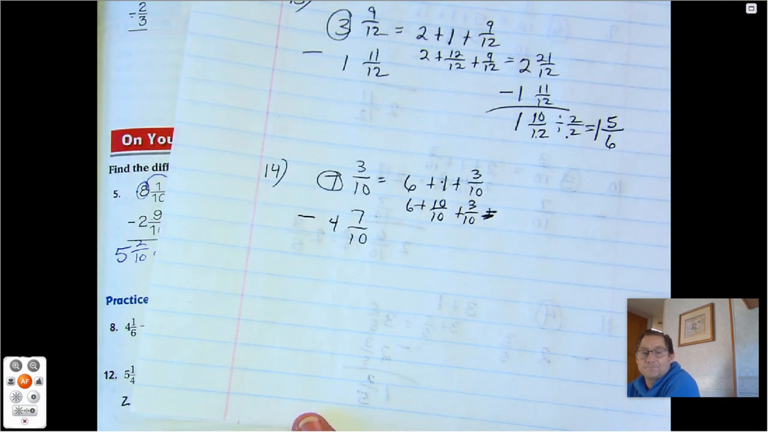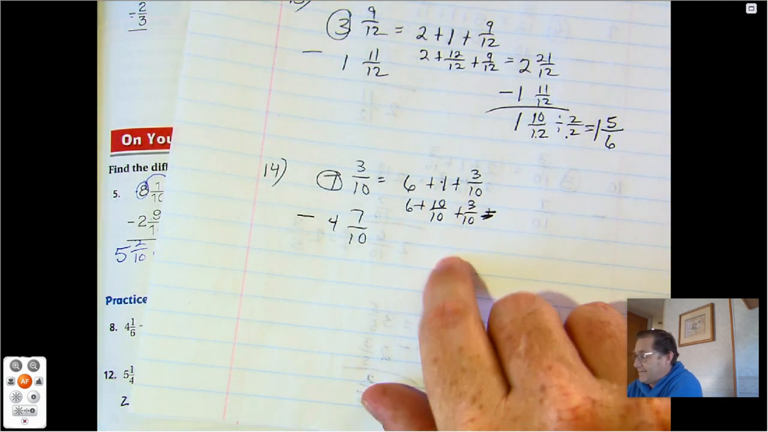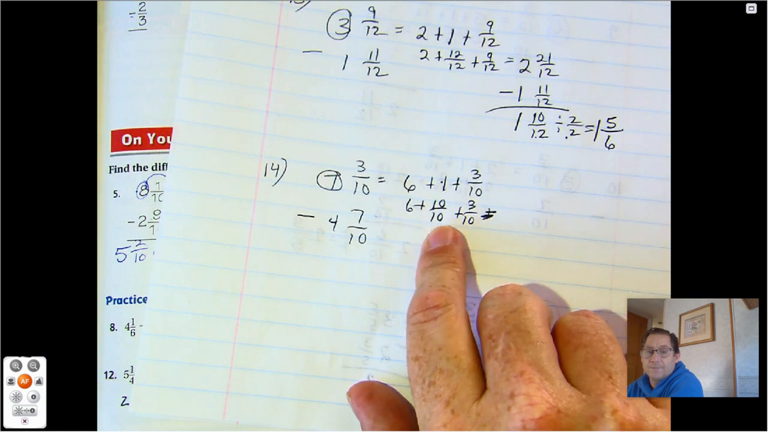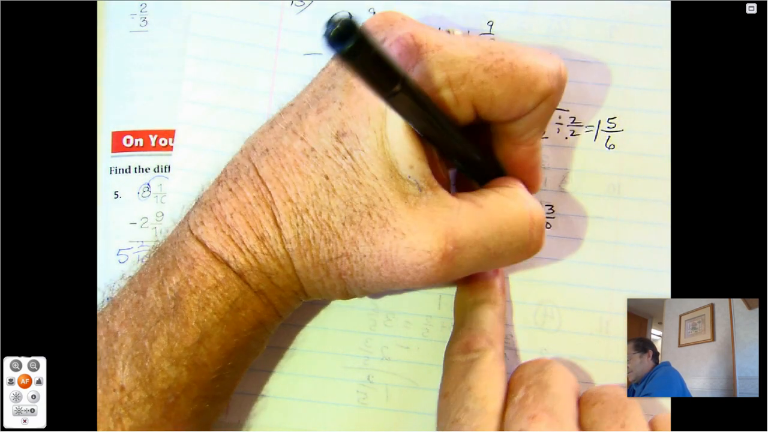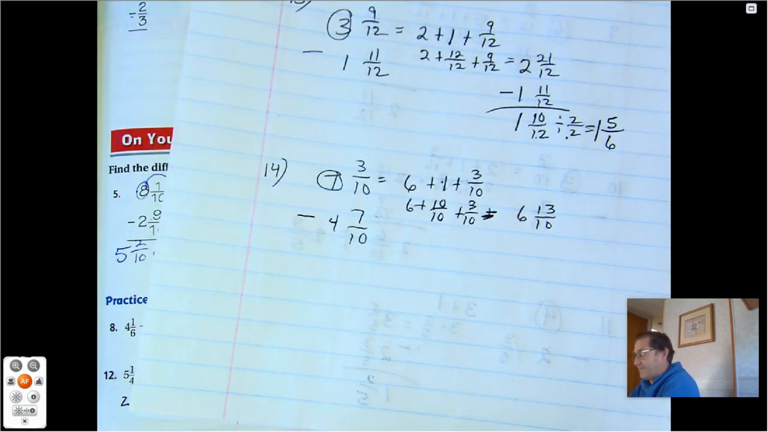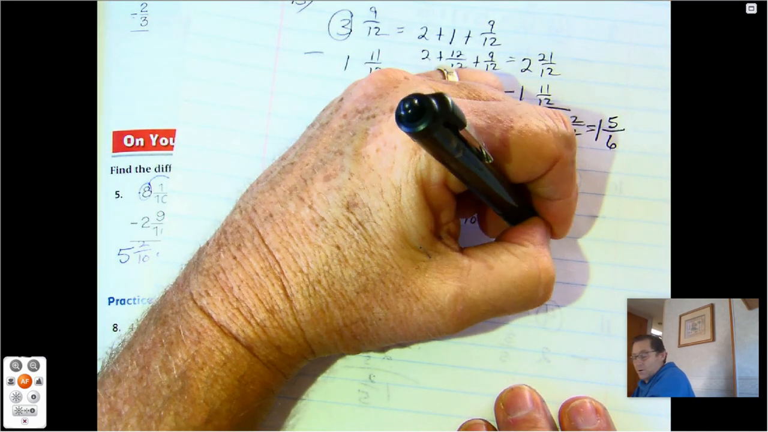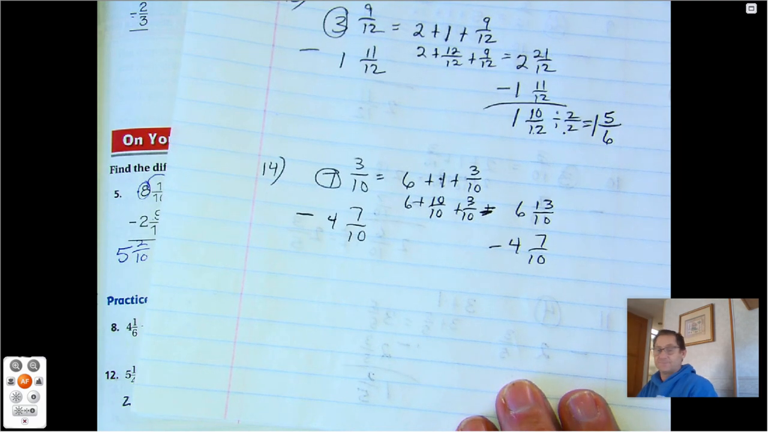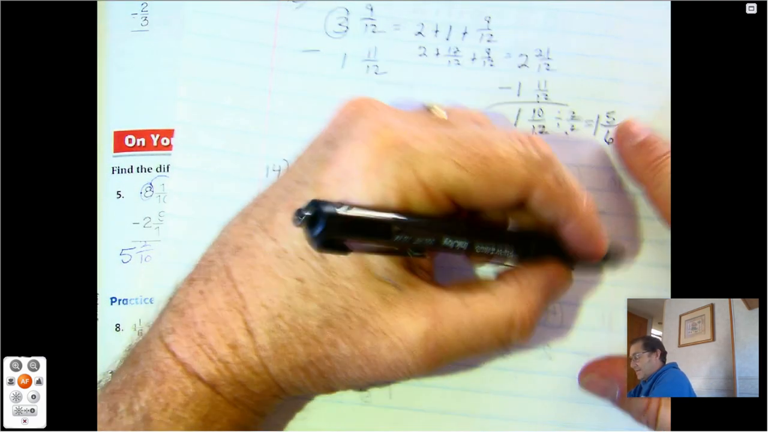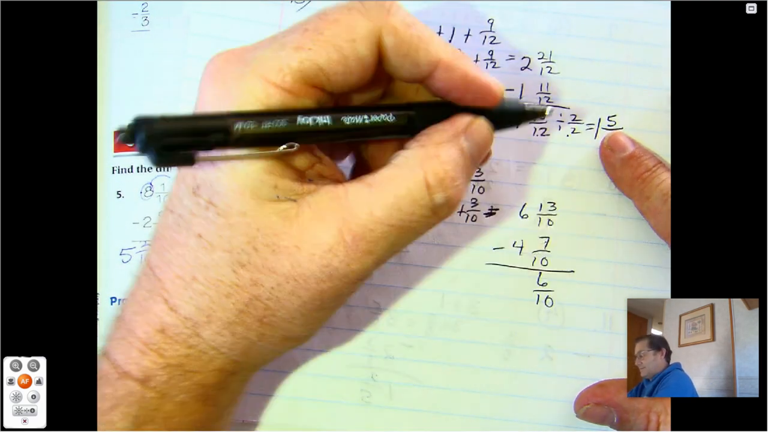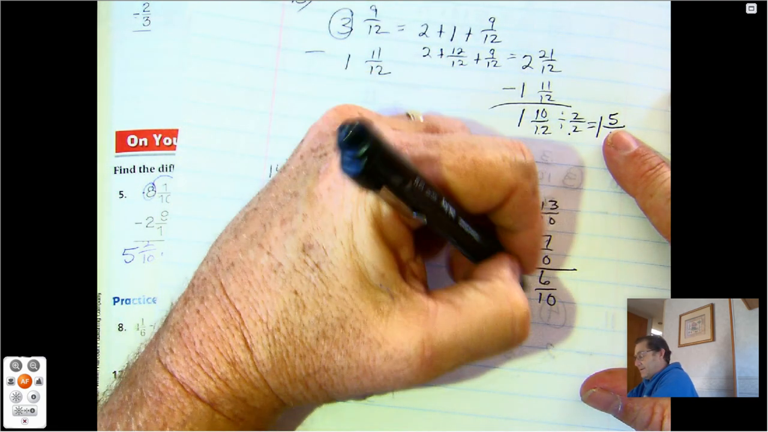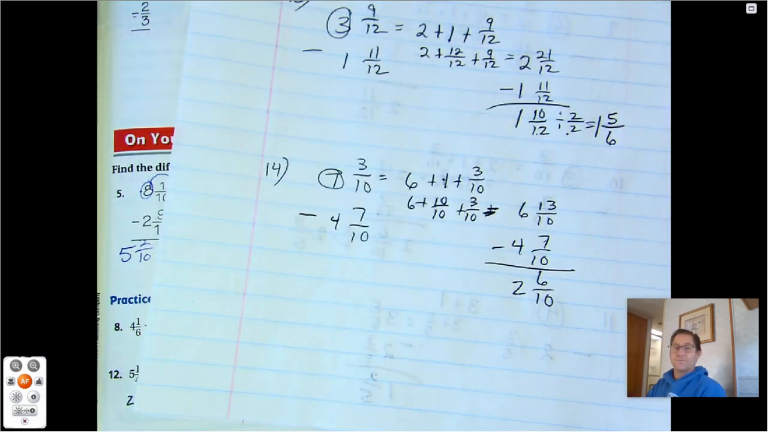Okay, so the 10/10 is for the 1 whole. Now we can add up the fraction part. We get 13/10. So 6 and 13/10 minus 4 and 7/10. 13 take away 7 is 6. So 6/10. And 6 take away 4 is 2.